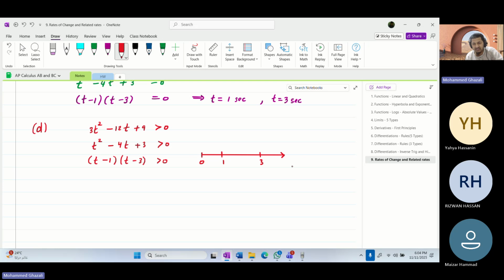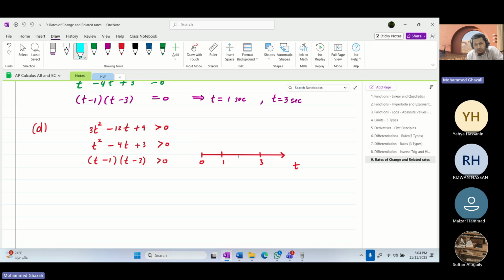Time can't be negative because we're finding values of t. So choose any value between 1 and 3, like the number 2. If I substitute 2 here, I'll get 2 minus 1 and 2 minus 3, positive and negative. So I get a negative. Between 0 and 1, maybe I can substitute a half. So I get negative, negative, so that's positive. And after 3, substitute any value after 3, like 10: positive, positive.